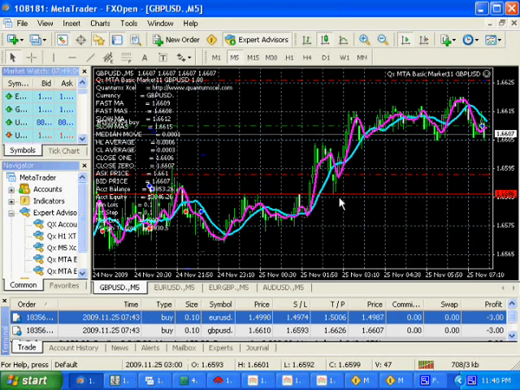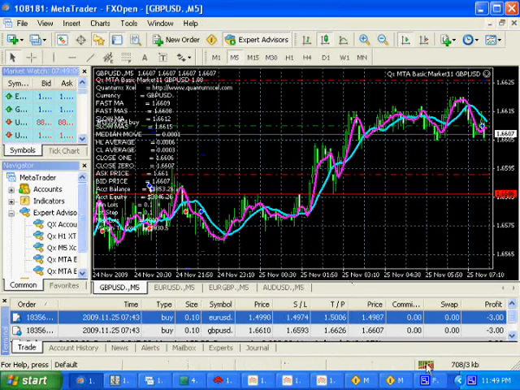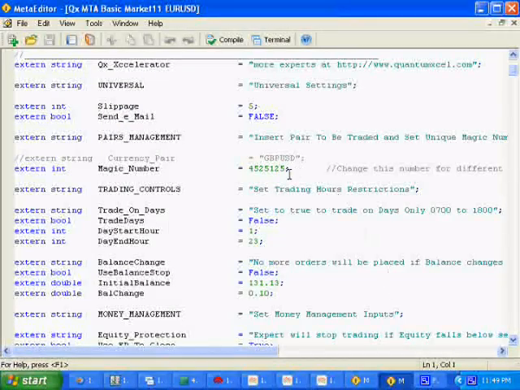And you don't want to get the wrong expert on the wrong pair and then have it doing what you don't want it to do. So what this code would do is just prevent it: if you got this pound expert on the euro, it just wouldn't trade.